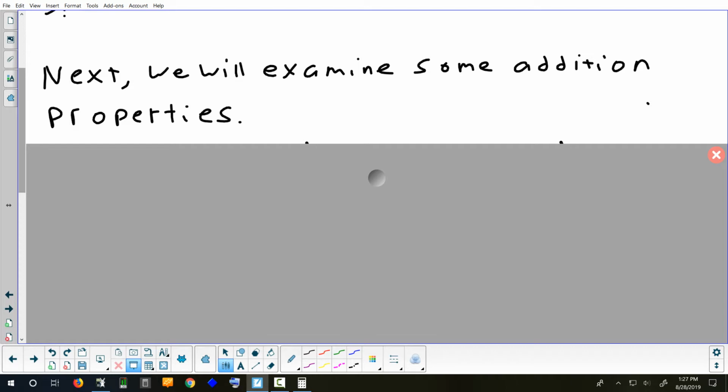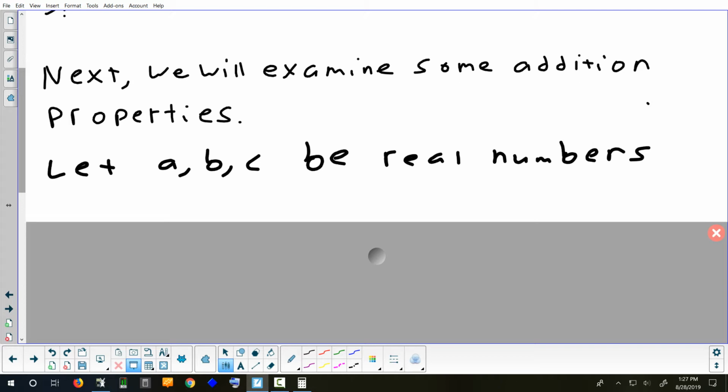Okay, so we're going to look at a few basic properties and see if we remember what they are. These properties I write, I'm going to use the letters A, B, and C. Those three letters can represent any real number: positive, negative, fraction, decimal, or zero.